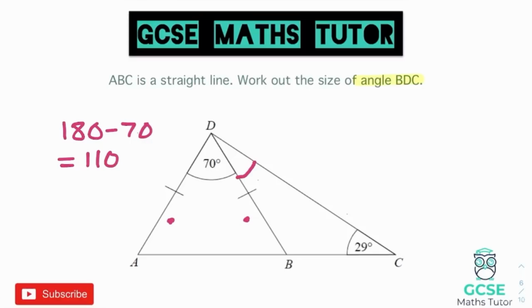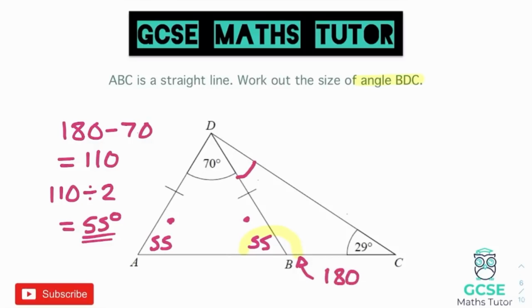So if we divide that by 2, that will split it into our base angles, and 110 divided by 2 is 55 degrees. So both those base angles are 55. Now that's going to allow us to move into the other shape. As we mentioned at the start, these two angles just here are going to add up to 180. So to find this angle just next to the 55, we would do 180 and take away 55.